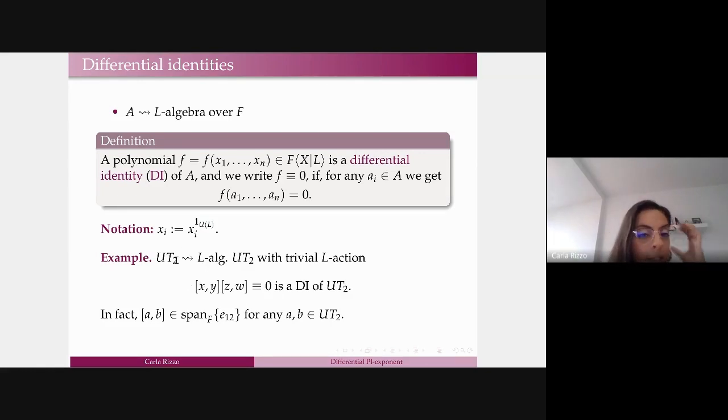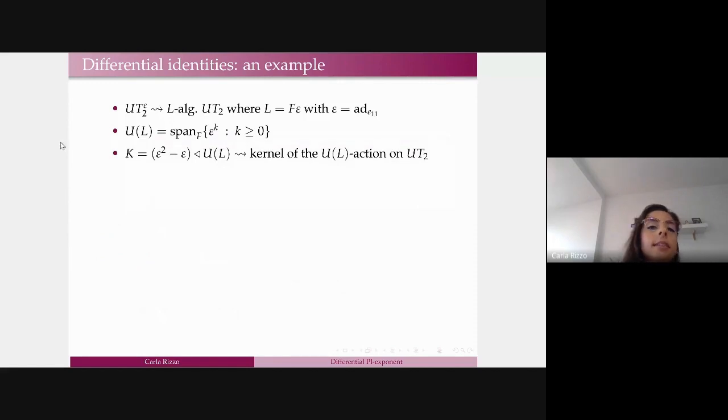As in the first talk, Professor Plowman said, this holds for UT_k, but in particular for UT_2, as ordinary polynomial identities. And then, of course, this is in particular a differential identity of UT_2. Okay, a less trivial example.